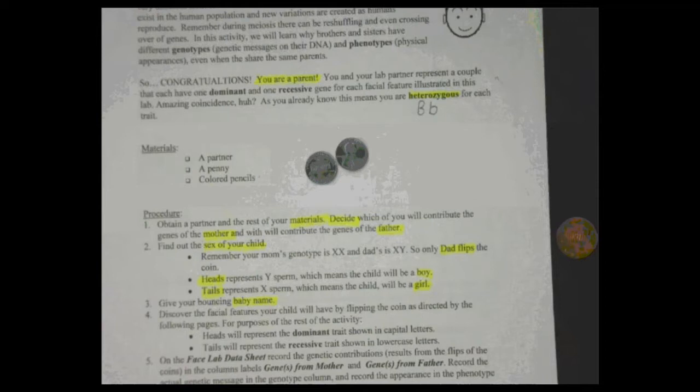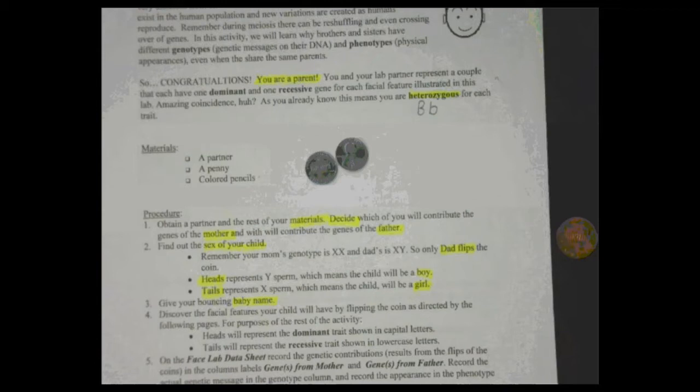Now, I'm going to give you a second to decide which of you are going to be the father and which one of you are going to be the mother. If you can't decide amongst yourselves, then flip a coin. Now that you've decided, let's go over the gender of the baby and how that will be decided. If you look down to number 2, finding out the sex of your child. Remember, your mother's genotype is capital X, and your dad's is capital X, capital Y. So only dad flips a coin.